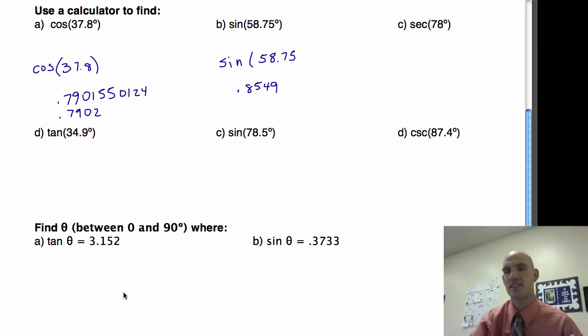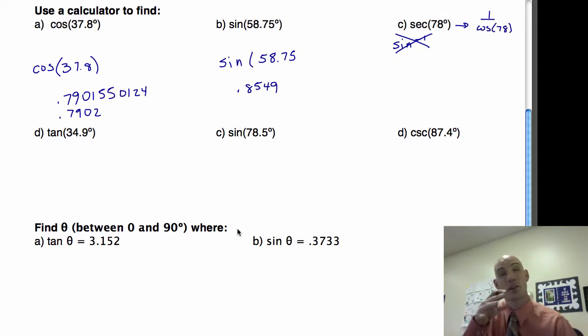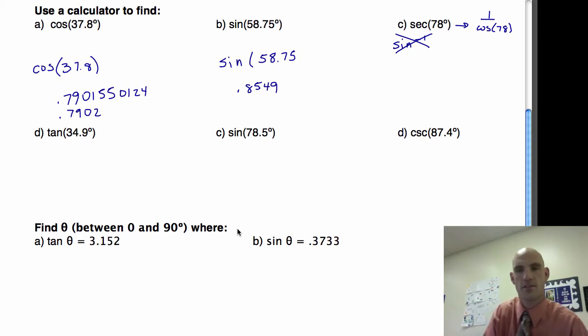When I look over, I'm going to see secant, and here's the trouble with secant. We actually don't have a secant button on here. And it's not the same as, like, inverse sine. See that? That's not secant. So we're going to have to do a little bit of understanding here. I know that the secant of 78 is going to be 1 over the cosine of 78. So I'm going to have to do a little bit of mathematical work here.